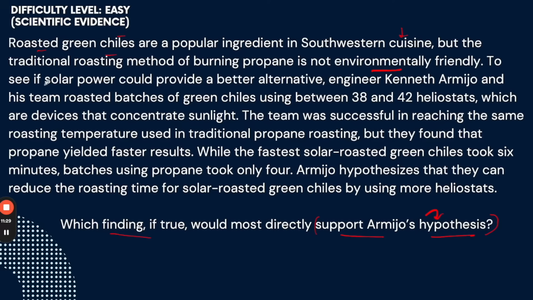Let's read ahead. To see if solar power could provide a better alternative, engineer K.A. and his team roasted batches of green chiles using... Okay, this is a very lengthy sentence, right? If you look at this, it's a very long sentence. If we continue reading it in one breath, we'll probably not understand this sentence and we'll end up reading it again. So why can't we just break it down at the very first place when we are reading it? So let's reread this sentence to show you how exactly you can break it down for your understanding purposes.